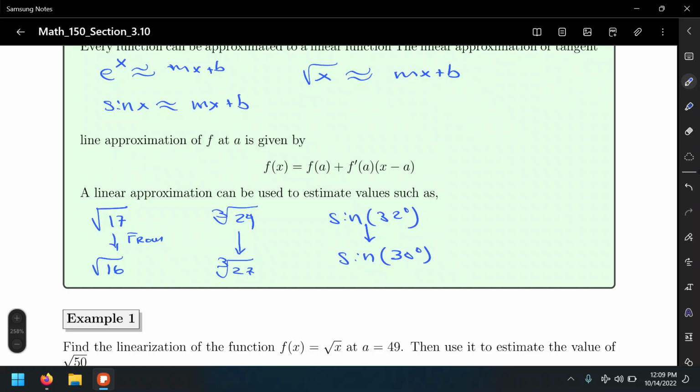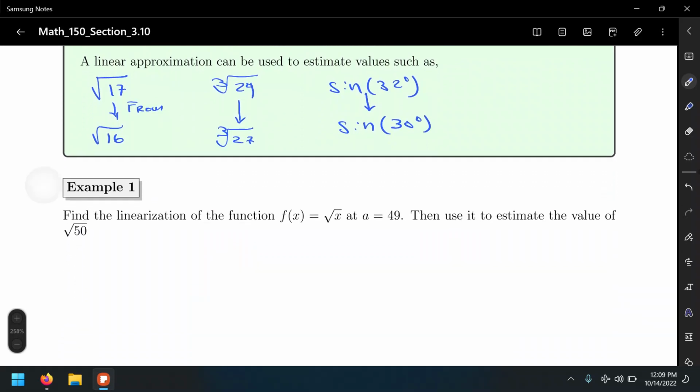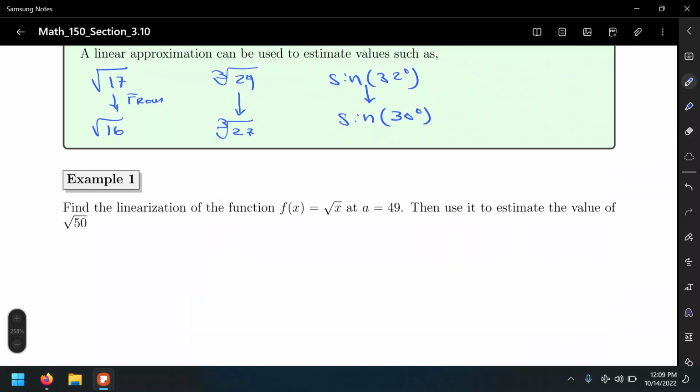Okay, so let's go about the first example. And this is usually the nicest presentation of this type of problem, because number one, they're asking us to find a linearization of the function f of x equals the square root of x at 49. They're telling us which function at which value, and then they're asking us to use the linear approximation for this function to estimate the value of the square root of 50. Okay, so number one, let's find the linear approximation of this.